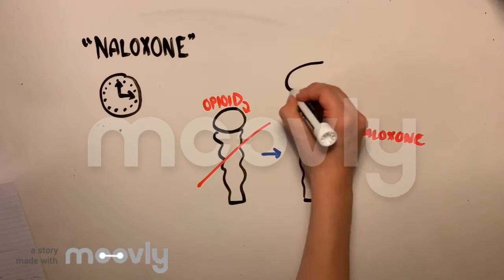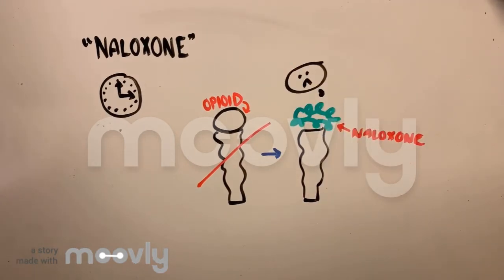However, the way naloxone works is it binds to these receptors before opioids can. This represses the opioid's effects because they have no open sites to bind to.